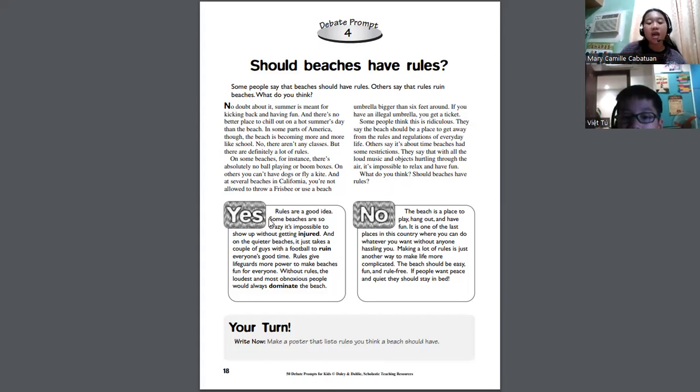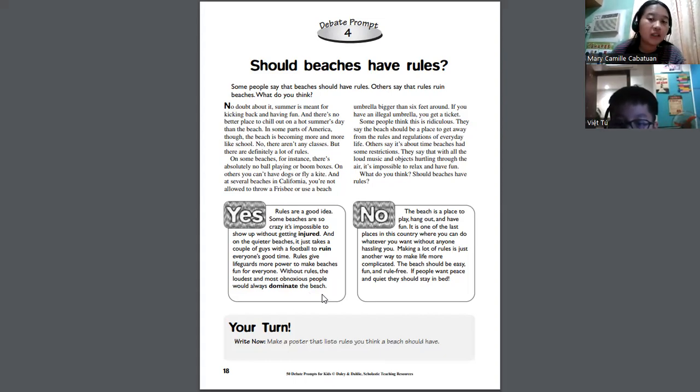So here, they agree that beaches should have rules. Rules are a good idea. Some beaches are so crazy it's impossible to show up without getting injured. And on the quieter beaches, it just takes a couple of guys with a football to ruin everyone's good time. Rules give lifeguards more power to make beaches fun for everyone. Without rules, the loudest and most obnoxious people would always dominate the beach.